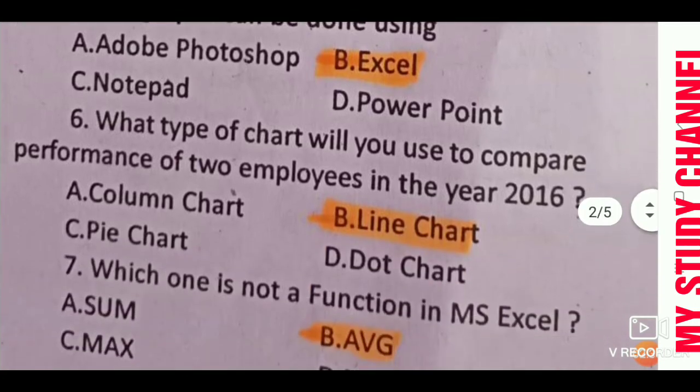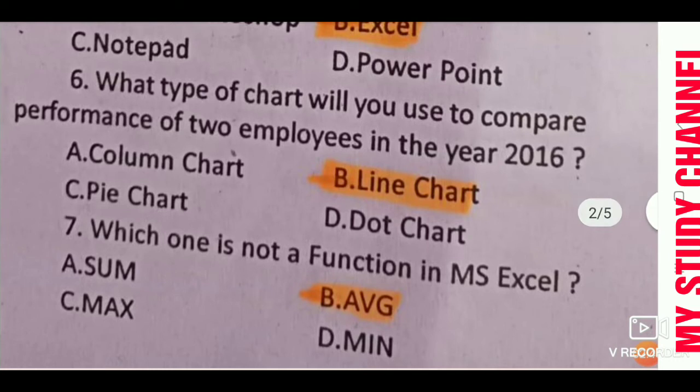Next question is, what type of chart will you use to compare performance of two employees in the year 2016? Here A is column chart, B is line chart, C is pie chart and D is dot chart. Here answer is line chart.